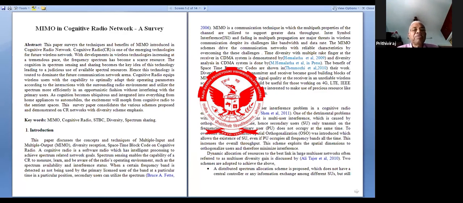And we say cognitive radio equips wireless users with the capacity to optimally adapt their operating parameters according to the interactions with the surrounding radio environment, and utilize the spectrum more efficiently in an opportunistic fashion without interfering with the primary users. Because we have secondary users and primary users. So this talks about that, and you could see all the references which have been given in this paper here. I think those papers will be handed over to Sir.